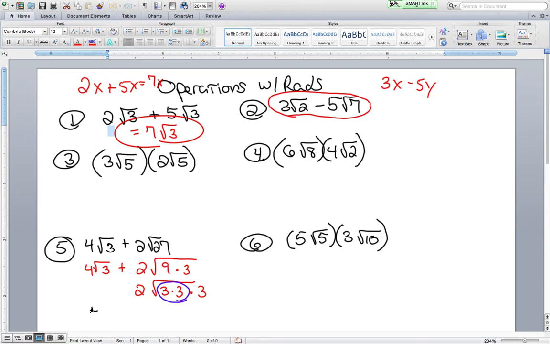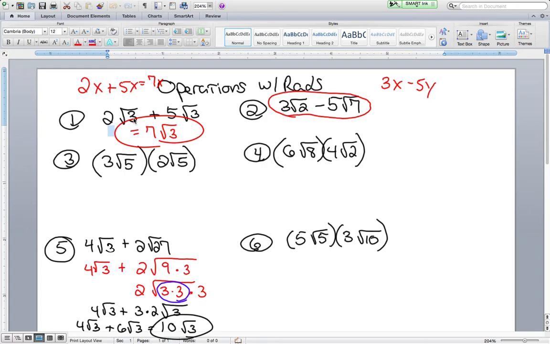So I'm going to have 4 rad 3 plus, now these 3's leave the house and go out on a date, so there's a 3 times 2 out here, and then this other 3 doesn't have a partner, so he's left in the house. All right, so this is really the problem: 4 rad 3 plus 6 rad 3, and that's going to equal 10 rad 3's. So they look like unlike terms, but because there are no variables, actually, I can turn it into like terms in some situations.